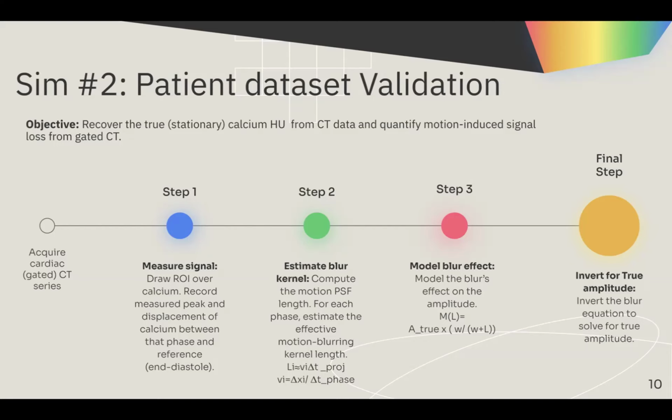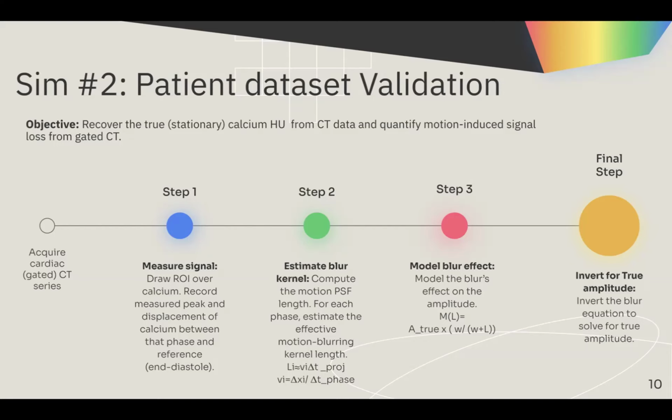In this case, we just assumed that the calcium behaves as a 1D box, similar to the first simulation, but we can change this profile shape. If you convolve a box with a box, you get this triangular shape. Here A true is the amplitude, W is the width, and then the length I. So here we just did a convolution.